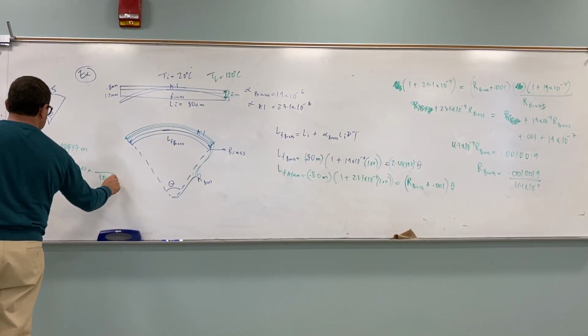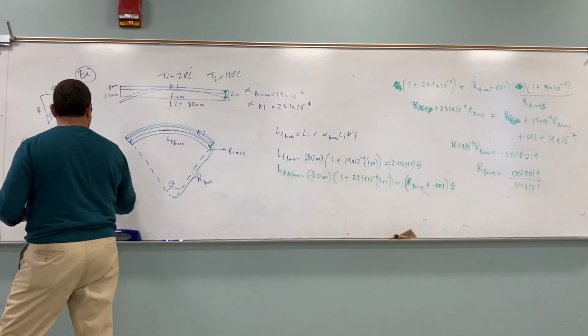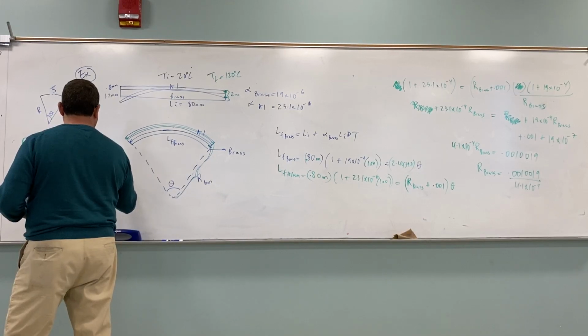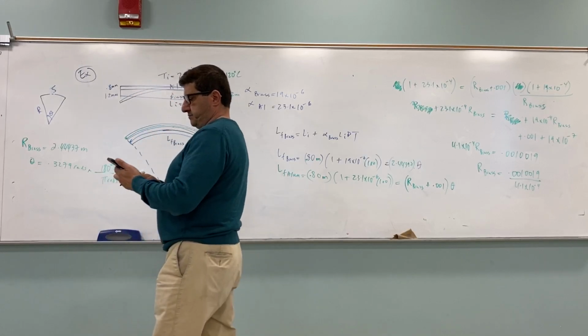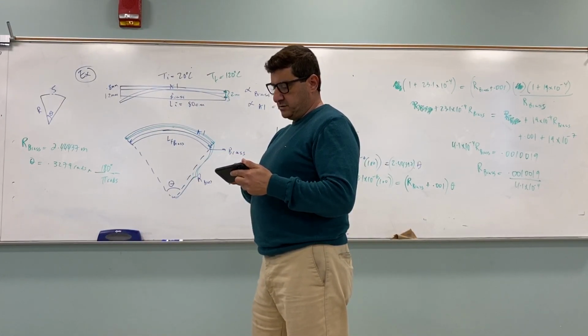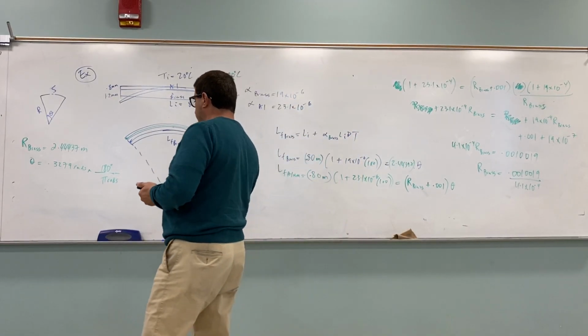Now we can change that to degrees just so we can visualize it. Pi radians is 180 degrees. So divide by pi, multiply by 180, and we get 18.79 degrees.